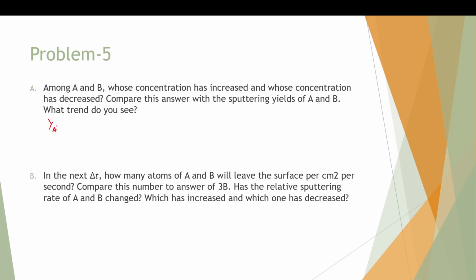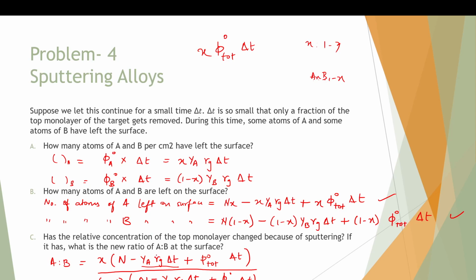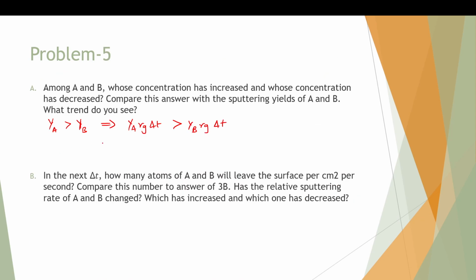So if YA is greater than YB, this implies that YA Rg delta T is greater than YB Rg delta T. So what does that mean? So that means that minus of YA Rg delta T is less than this. So this top term is lesser than the denominator. So basically that means that A is to B has decreased. So now the ratio of A is to B has decreased.